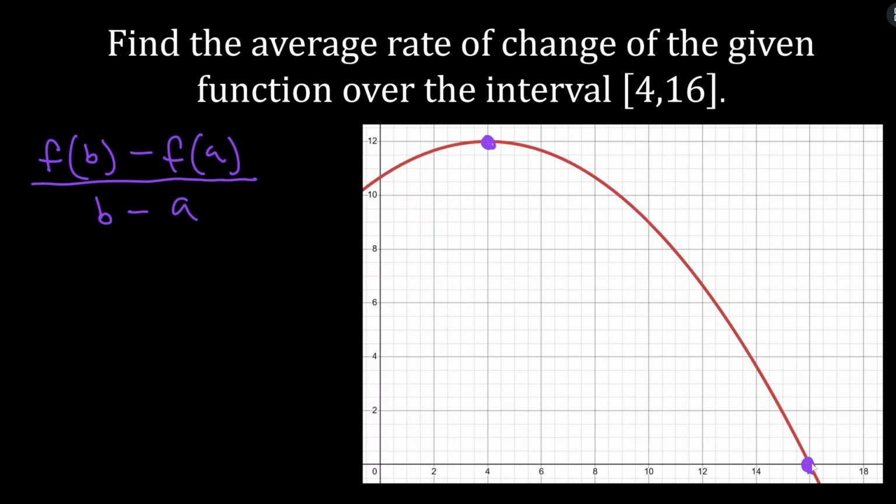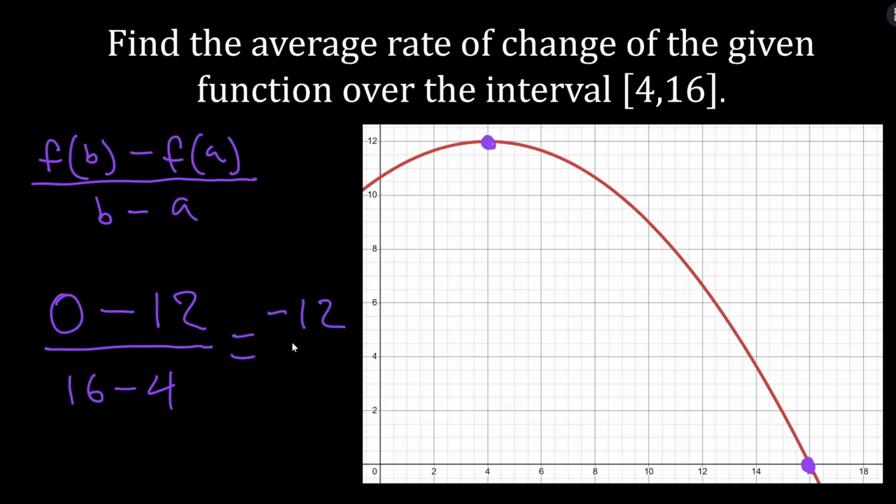What is f of b here? That is 0, right? Remember, that's f of 16. We have a and b. So that's 0 minus, what is f of a here? That's f of 4, that is 12. Divided by 16 minus 4. And so this equals, in the numerator, 0 minus 12 is negative 12, divided by 16 minus 4 is positive 12. And this simplifies. 12 over 12 is 1. We have this negative just hanging out. And so this equals negative 1.